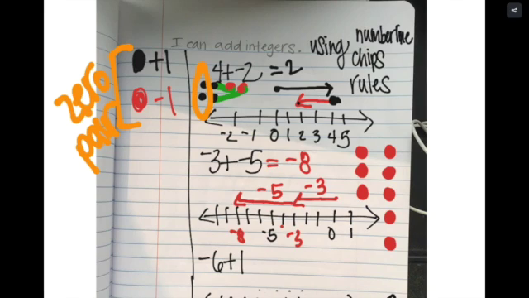Let's try the next one. So I have -6 plus 1. Okay, I'm going to start off at 0. I'm going to go to -6. I'm going to count back 1, 2, 3, 4, 5, 6. Okay, and then I have a +1.